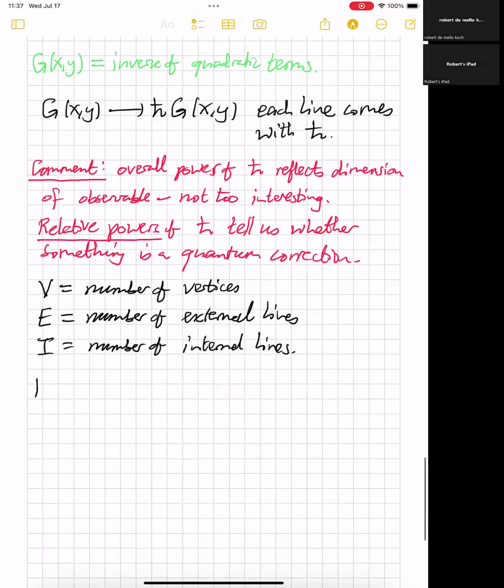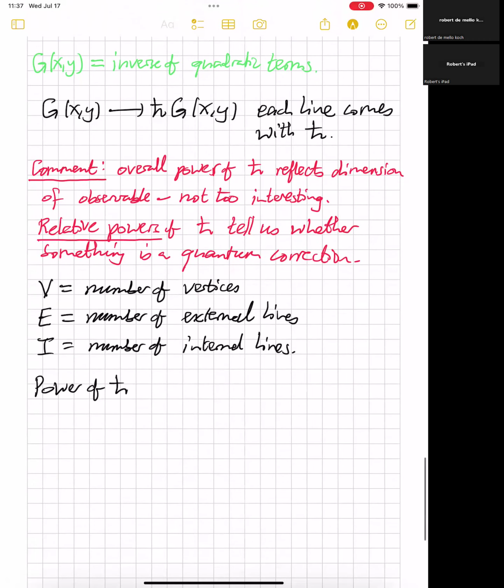Then what is the power of h bar? The power of h bar is given by h bar to the power of: each vertex comes with a -1, so we've got minus V, and each line comes with 1 h bar. So it's the number of external lines plus the number of internal lines. Good. So that's the power of h bar.